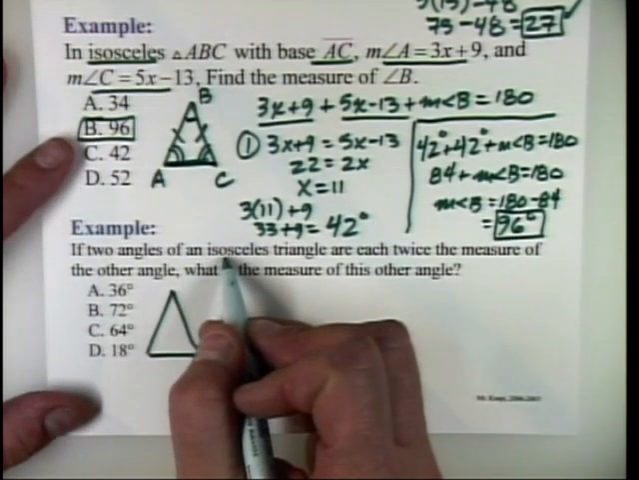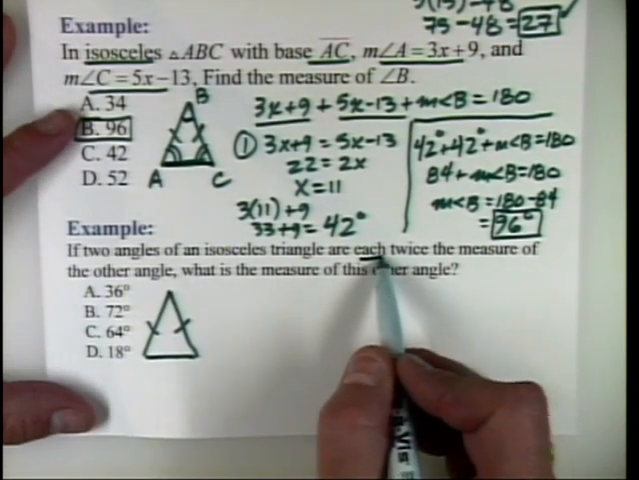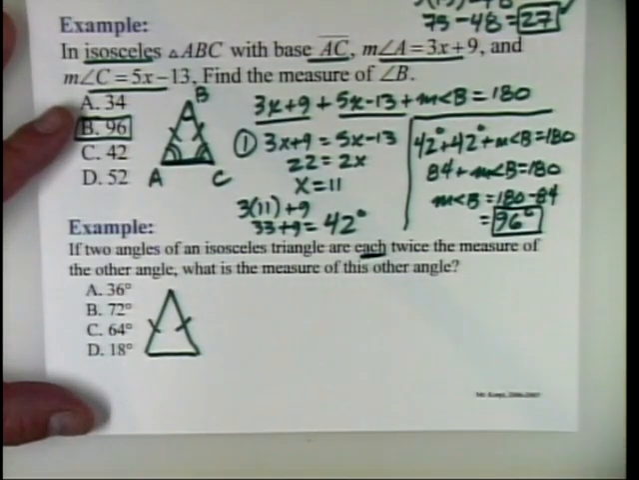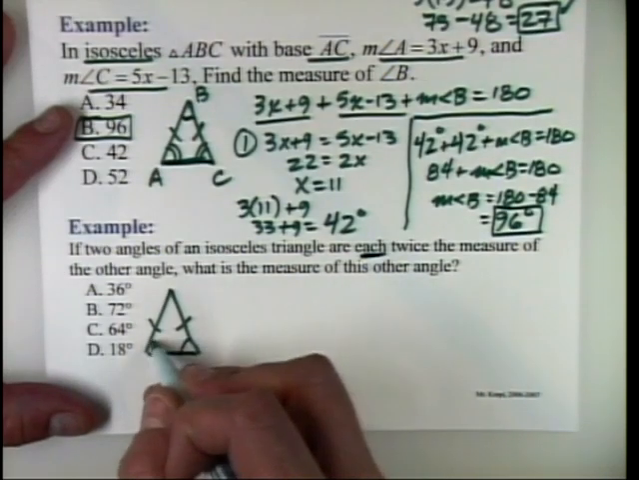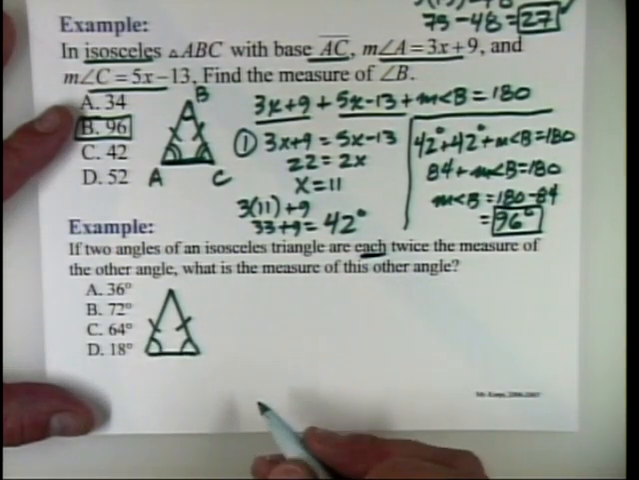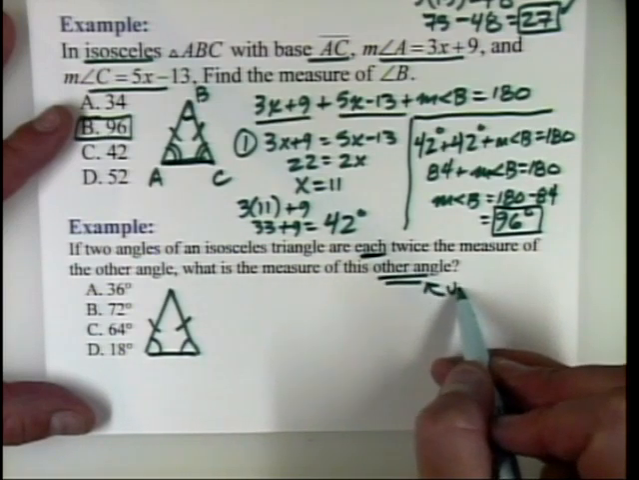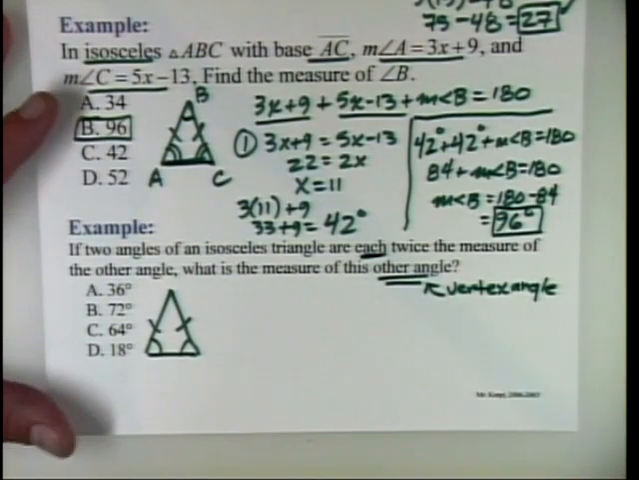I know it's isosceles, so let me go ahead and draw it in the usual orientation with the two legs here. Now, two of the angles are each twice the measure of the other. So I know that these two angles that are twice the other have to be the same measure. So by the isosceles triangle theorem, it must be these two base angles. Okay? Now we're trying to find the measure of the other angle, which in this case is going to be the vertex angle. I can figure that out now that I have my diagram drawn.